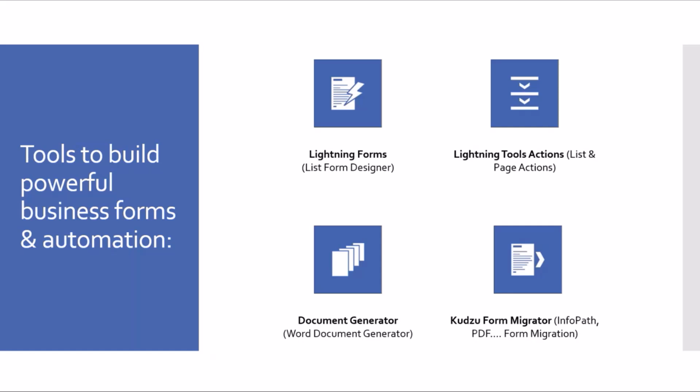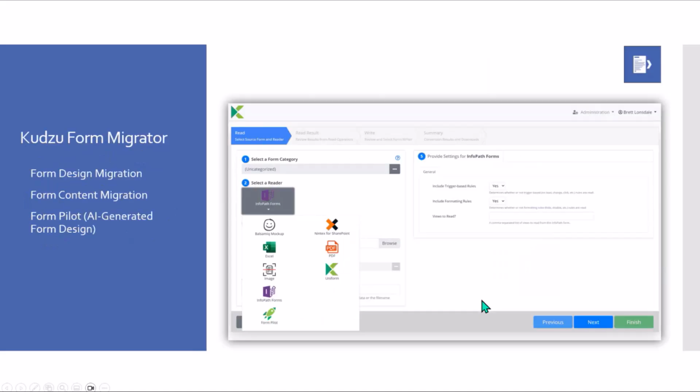So we'll have a look at Lightning Forms. We're also going to look at the Lightning Tools Actions and Document Generator, as I mentioned, and also the Kudzu Form Migrator. So to begin with, we're going to start off with the Kudzu Form Migrator. And the reason for that is I'm actually going to use this to create the basis of my SharePoint list, which is where we're going to be doing most of our customizations. It'd be a little bit tiring for you to watch me build a SharePoint list from scratch, define all the columns that I want to create, and so on before I get to customize it.